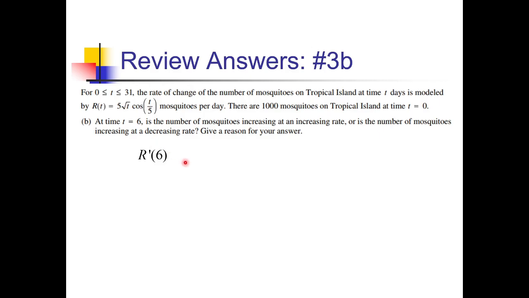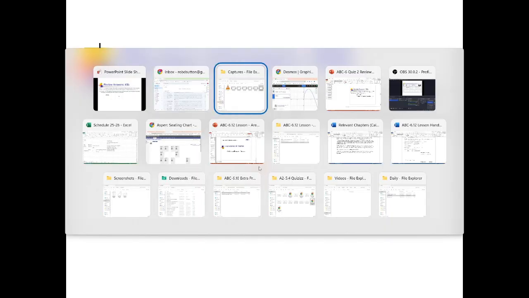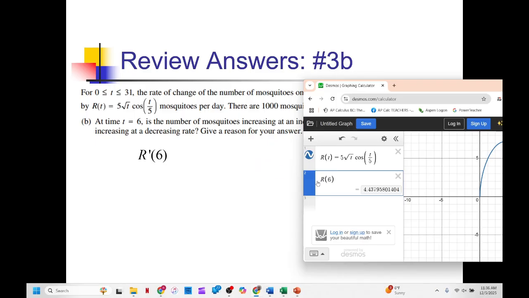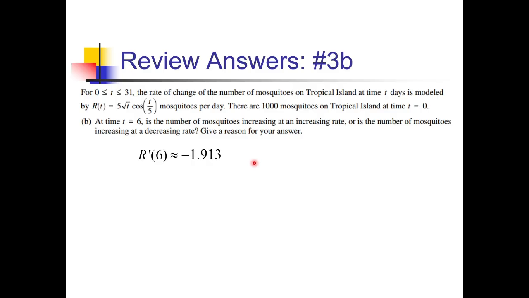Now, since I'm just taking the derivative at a single value, I don't actually need to figure out what r prime looks like algebraically. I just need to plug in r prime of 6 on the calculator with r already entered in there. So going back to Desmos, instead of doing r of 6, I'm just going to do r prime of 6, and that comes out to negative 1.913. The key here is that that is negative, less than 0, so that tells us that we are increasing at a decreasing rate.